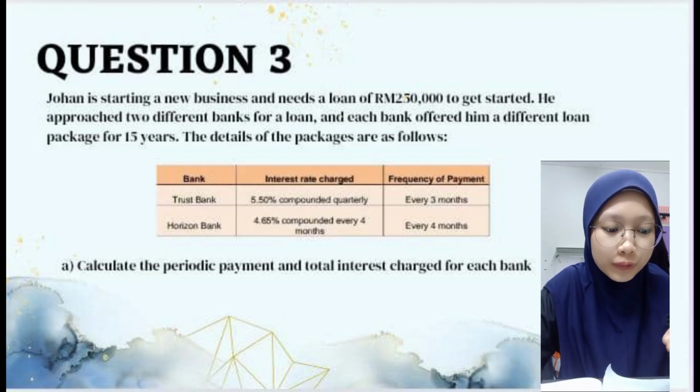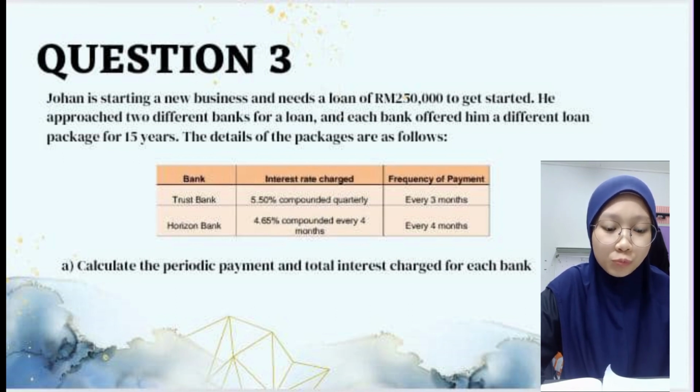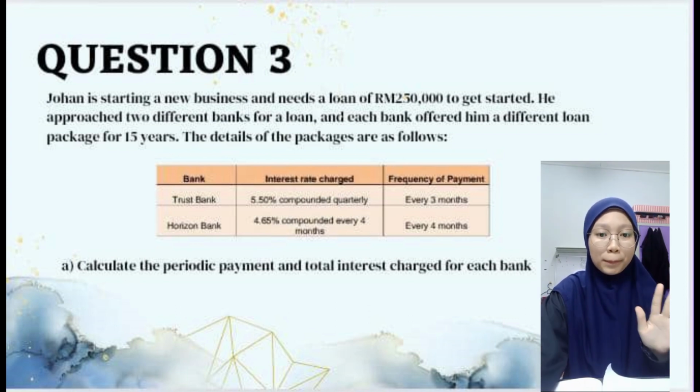Question 3. Johan is starting a new business and needs a loan of 150,000 to get started. He approached different banks for a loan, and each bank offers him a different loan package for 50 years. The details of the package are as follows. Question 1: calculate the periodic payment and total interest charge for each bank. So first, we want to calculate the periodic payment, and second, the total interest charge for each bank.